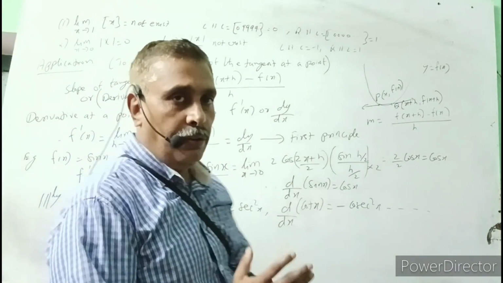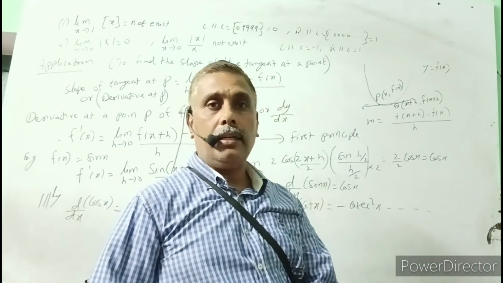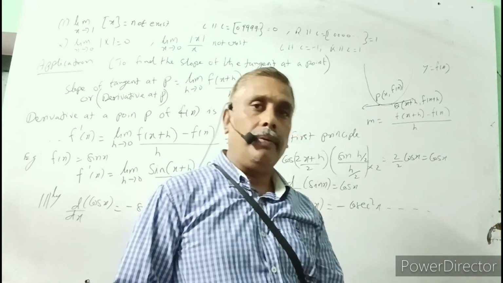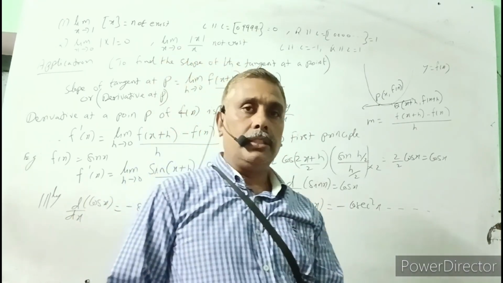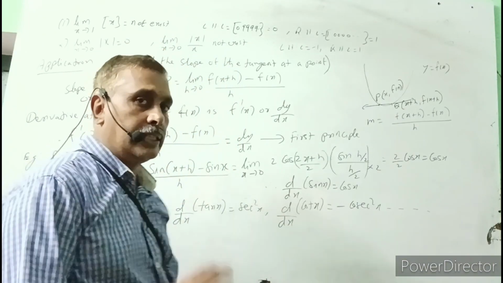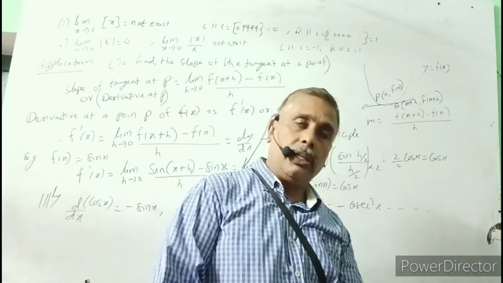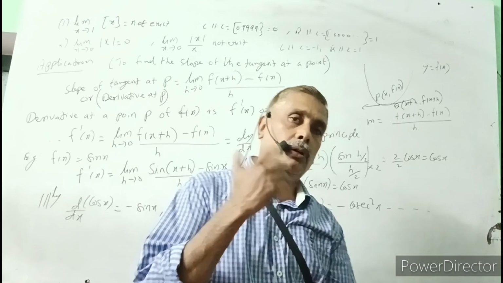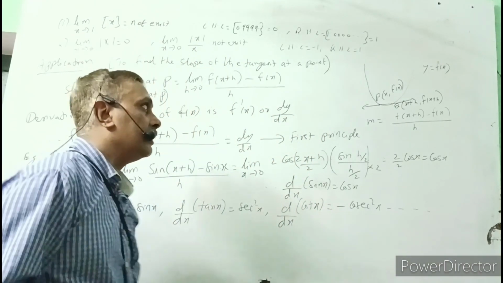But any fraction if you are taking other than an integer, then limit will exist. LHL and RHL will be same. That you may check with any fraction. For example, 3 by 2: left side of 3 by 2 gives 1, right side of 3 by 2 also gives 1. You can check it.